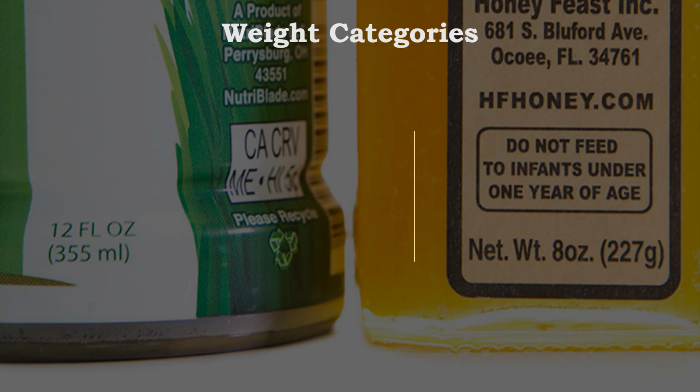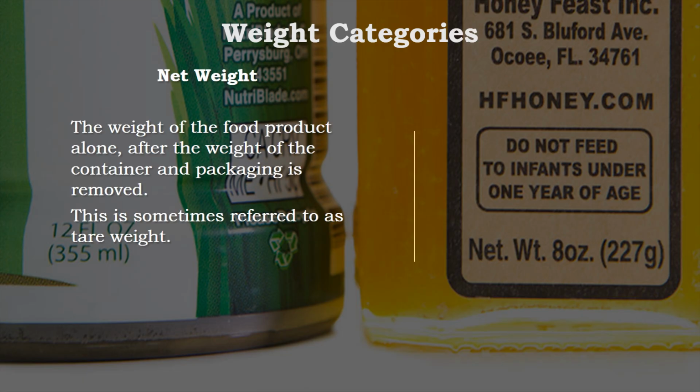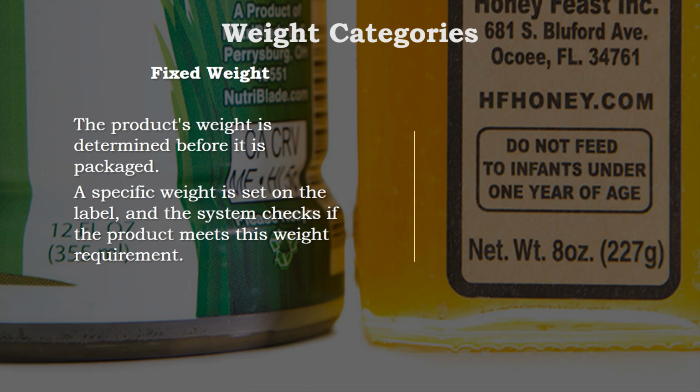The categories of weight found on labels include net weight, the weight of the food product alone, after the weight of the container and packaging is removed. This is sometimes referred to as tare weight. Fixed weight labeling, the product's weight is determined before it is packaged. A specific weight is set on the label, and the system checks if the product meets this weight requirement.